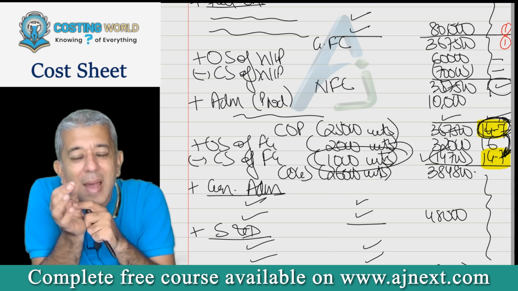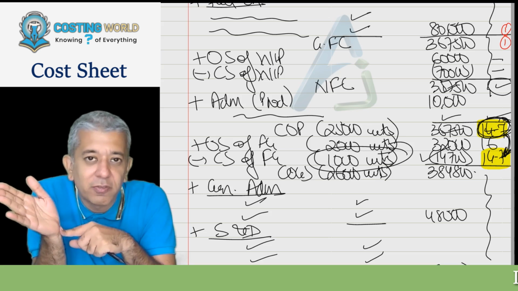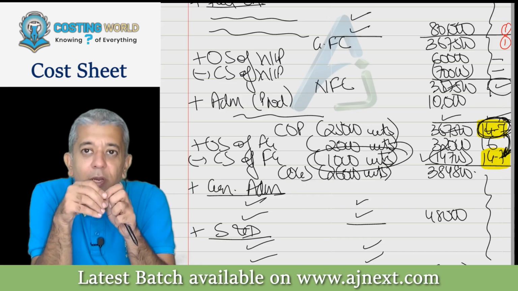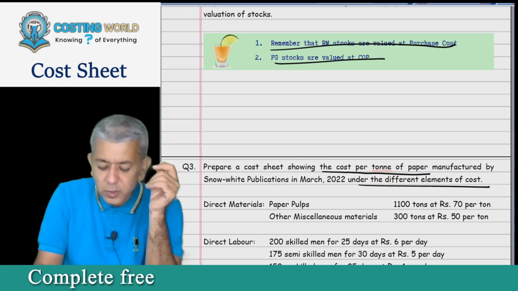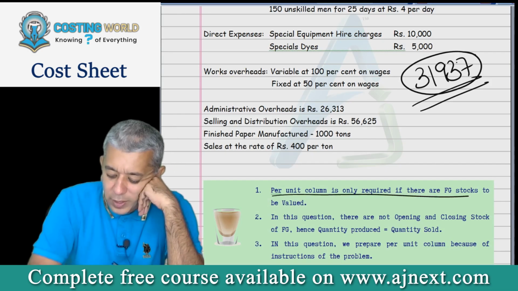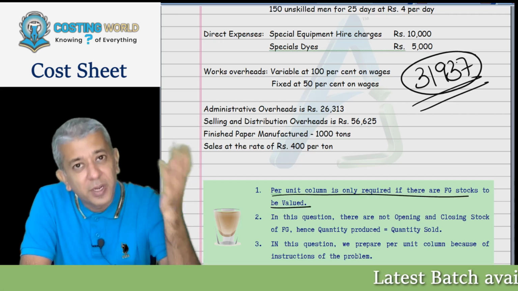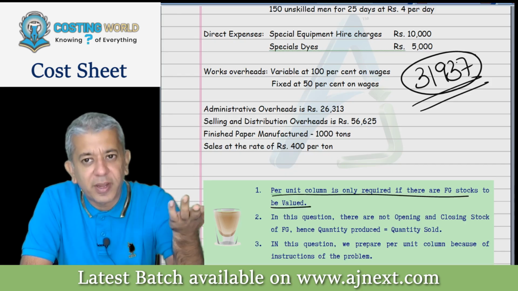They will maximum reduce half a mark, and that also if that guy is a strict fellow. Else he will not even reduce that because the rest is all only display of information, okay. It is of no use as such. So that was one thing that I had printed over here. Per unit column is only required if there are finished goods stock to be valued. In this question, there were none, but it was printed to you in the question, that you have to find it, hence we all did it.